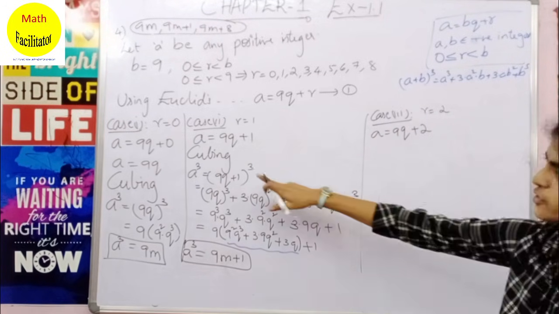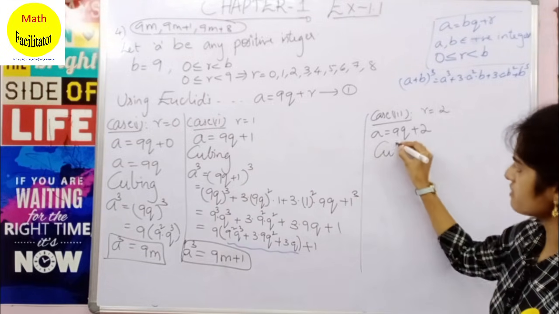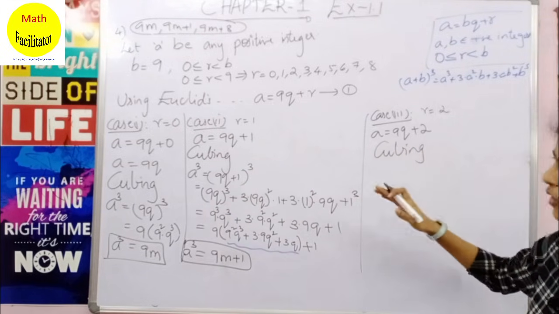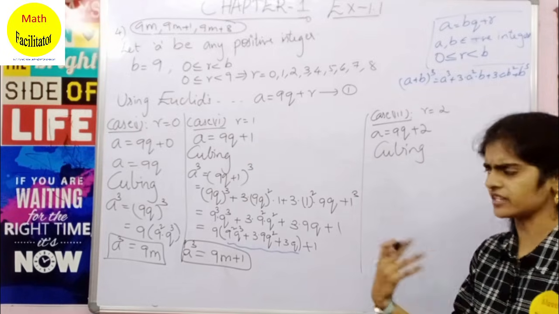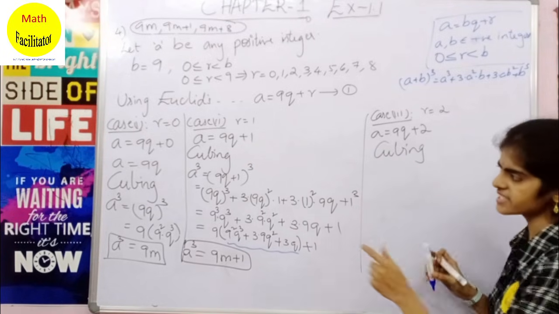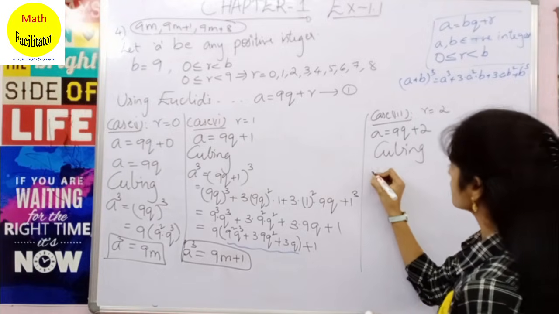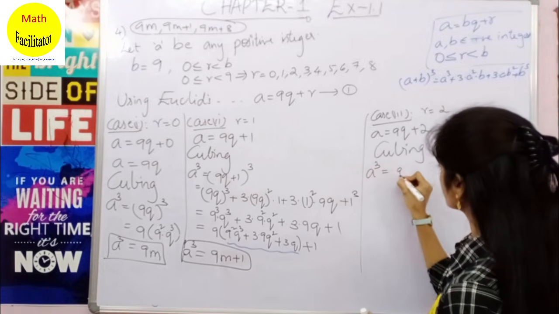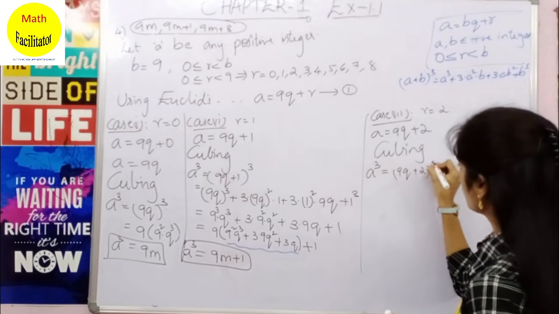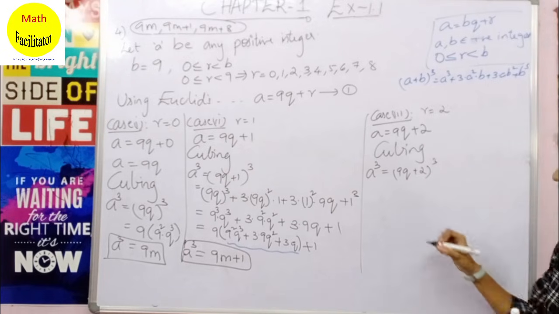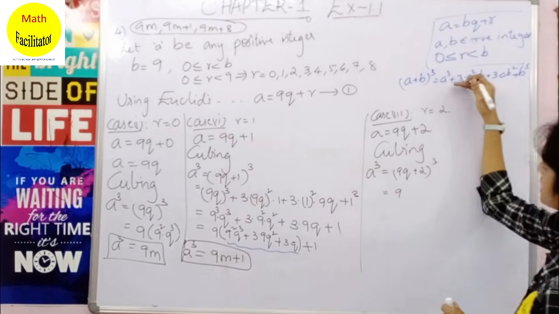Now what you should do, you should cube. If you know one step in this problem, all other steps are just repeating. The same things you will repeat, only this value changes. R equal to 1, here you will take r equal to 2. So cubing you will get a cube equal to 9q plus 2 whole cube. Clear? So this is nothing but now of this formula.